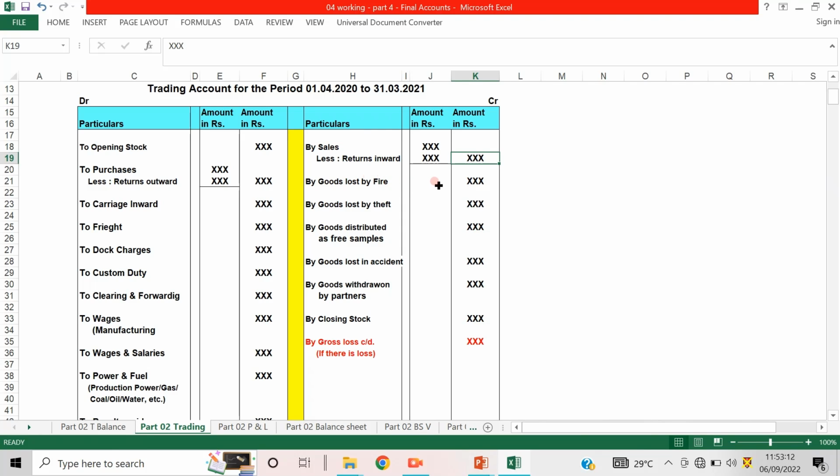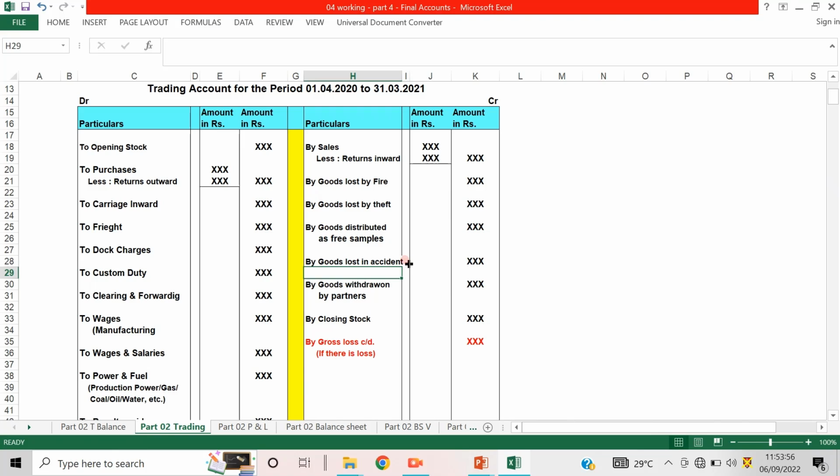Now goods lost by fire is also taken on the credit side, and then taken into the debit side of the profit and loss account. Goods lost by theft is also taken on the credit side of the trading account because it affected the trading account, and then it will be written off through the profit and loss account. Goods distributed as free samples are taken in this trading account. Goods lost in accident also; in this case, if there is insurance, whatever claim is received should be taken into the income side.